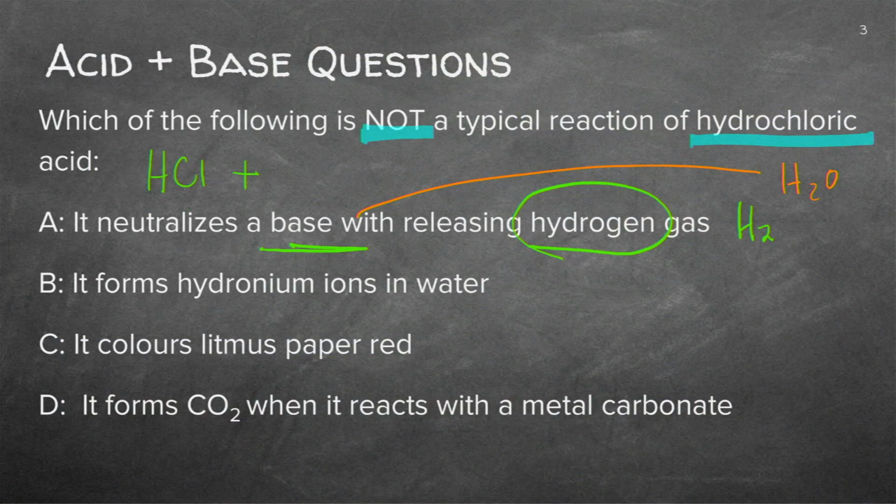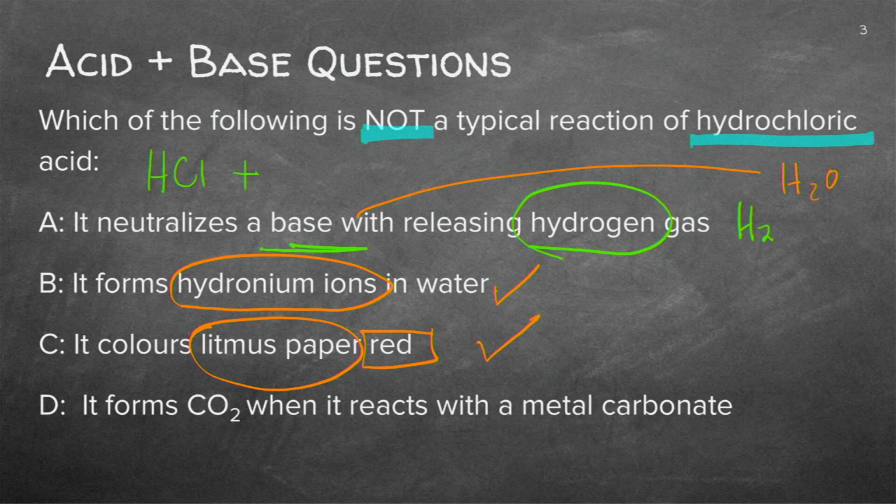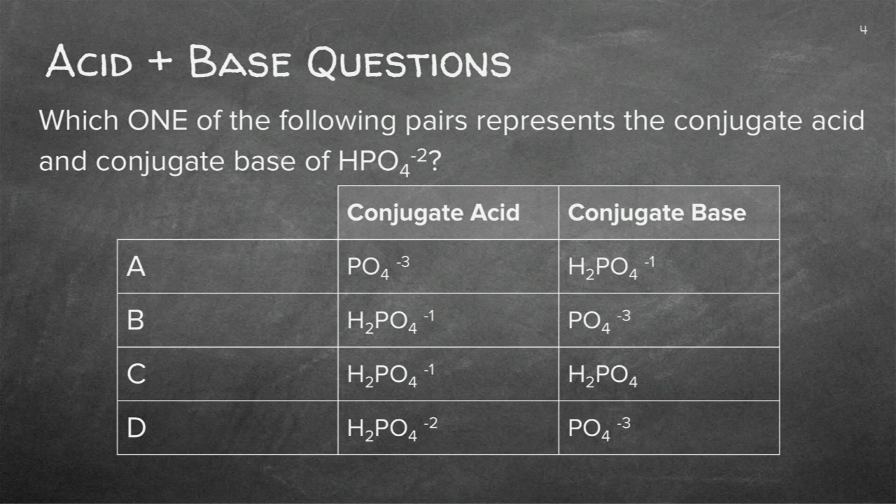A typical reaction forms hydronium ions in water. That we know is correct. It colors litmus paper, and because it's an acid, it is red. And it forms carbon dioxide when it reacts with a metal carbonate. Can you see those 3 are correct, and you should then be naming A as the correct answer. Let's see another one.